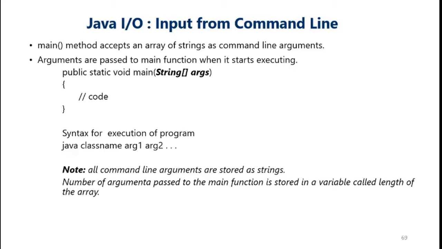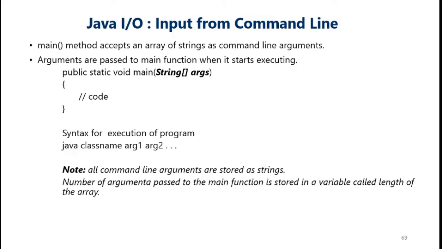Whenever you want to read values from the command line, how can you do this? The main function accepts an array of strings as command line arguments. If you look at this syntax, there is one array in the main function as an argument. What is the array name? args, and the data type is String. So this is an array of strings. This array is going to store the arguments which are passed at runtime.